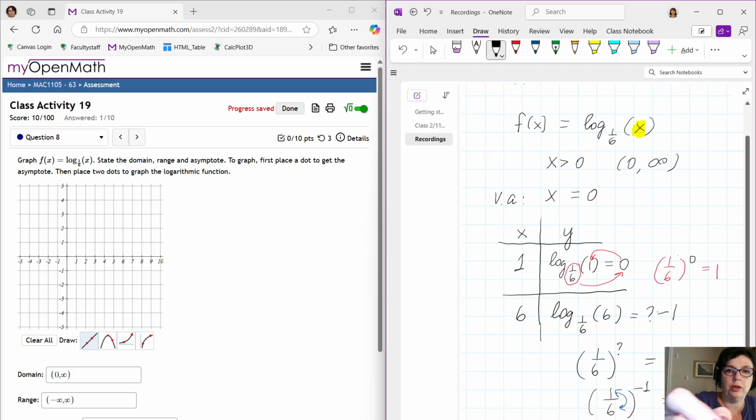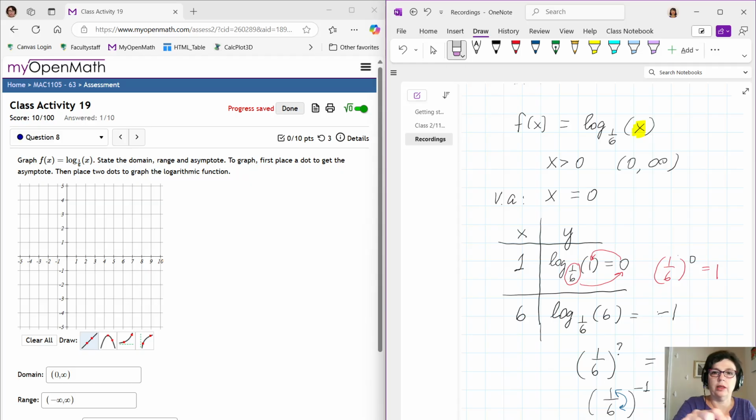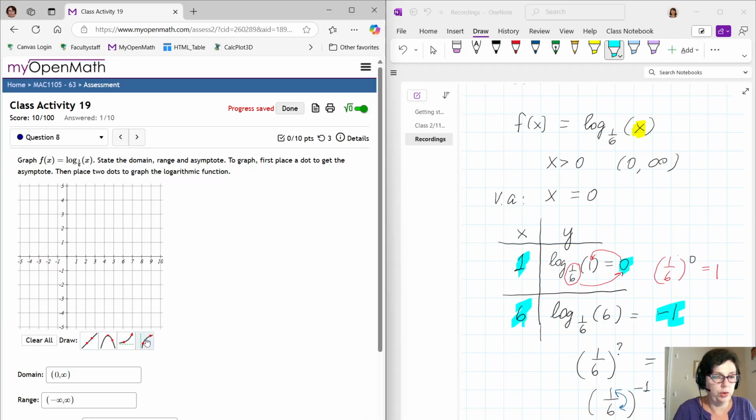Okay, so let me just erase the exclamation, and this is how I got it. Okay, so there are 2 points. One is 1, 0, and the other one is 6, negative 1. Okay, so let's do that. So we're going to first click on the log tool to highlight it. Then we are going to click on the y-axis, and then we're going to plot our points. So at 1 we got 0, and at 6 we got negative 1. So that's the graph.